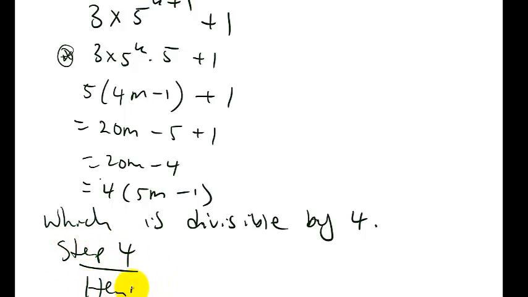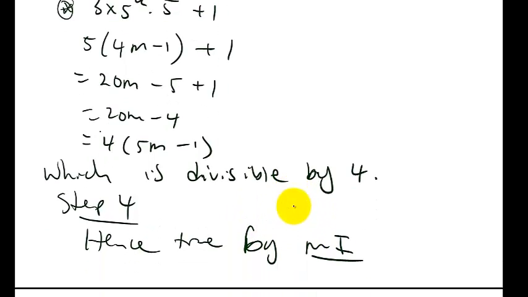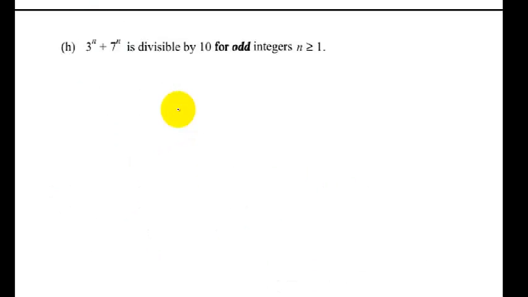Hence true by mathematical induction. But again, all you've got to do for step 4: it's true for step 3 because it's true for step 2, and since it's true for step 1, therefore it's true for everything. N is greater than or equal to 1. By mathematical induction. That's it. All right. A bit of a trickier one for divisibility, just because it's an odd integer.